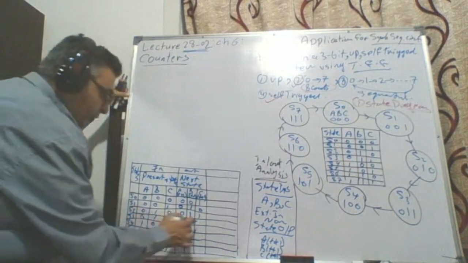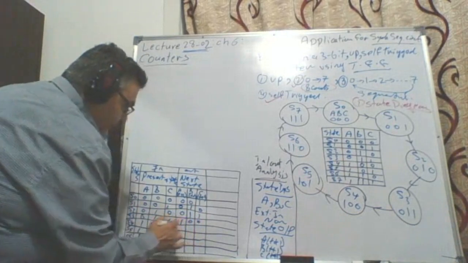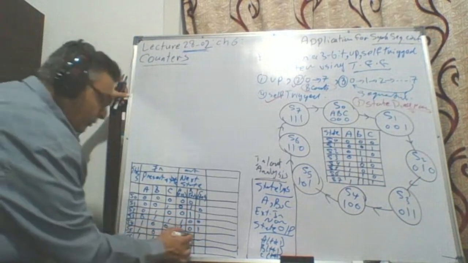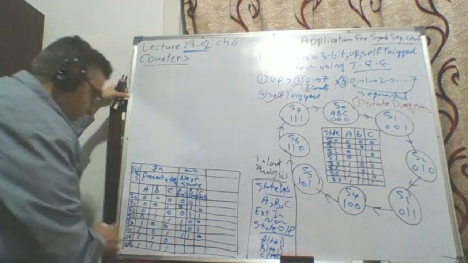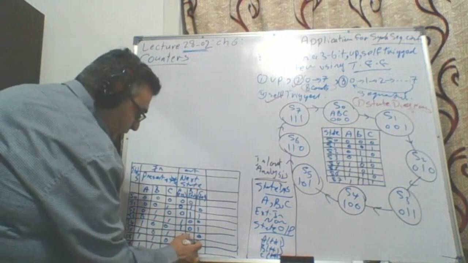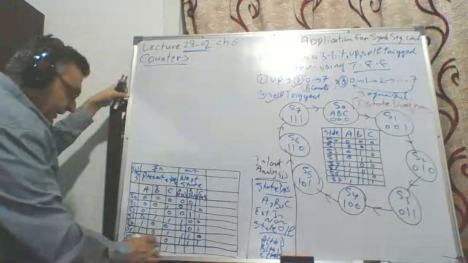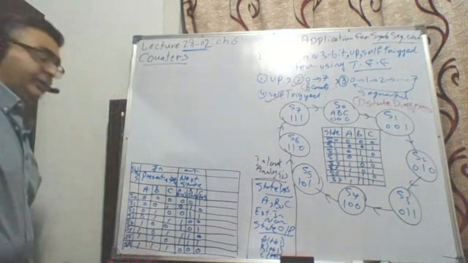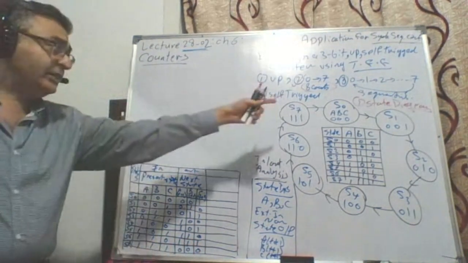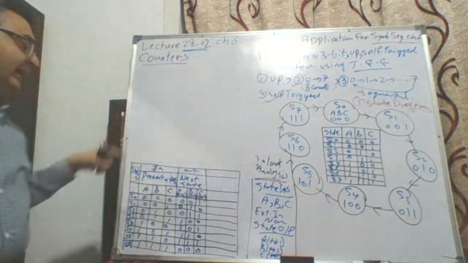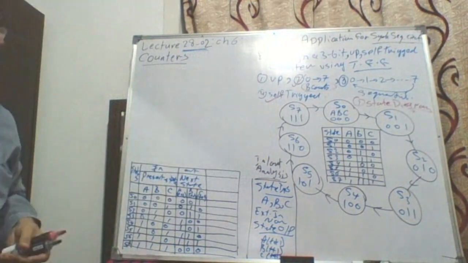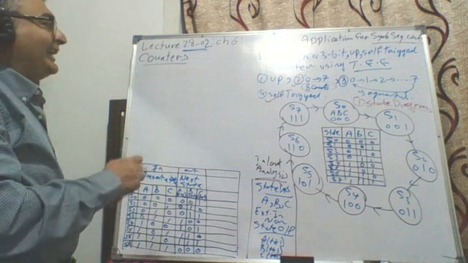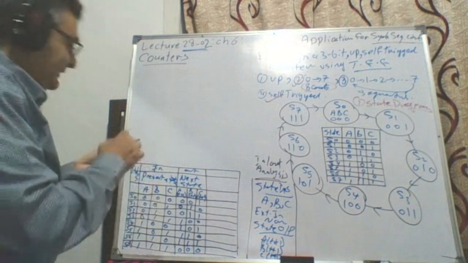If I am in 3, I will go to 4, 0, 0, 1. If I am in 4, I will go to 5, 1, 0, 1. If I am in 5, I will go to 6, 0, 1, 1. If I am in 6, I will go to 7, 1, 1, 1. Finally, if I am in 7, I will go back to 0, 0, 0. This is the direct mapping from the state diagram to the state table. Right now, we are ready for the design.